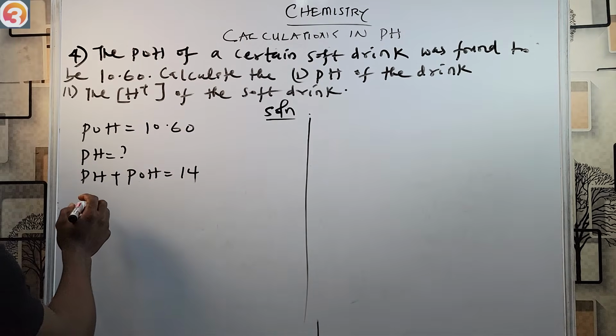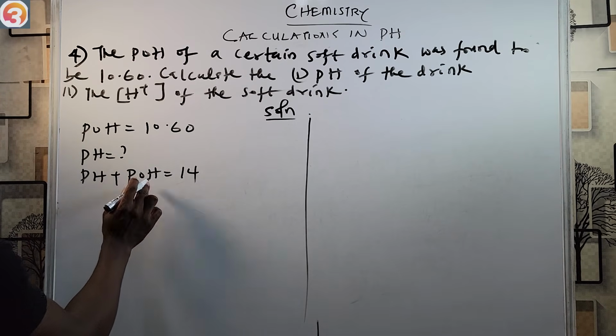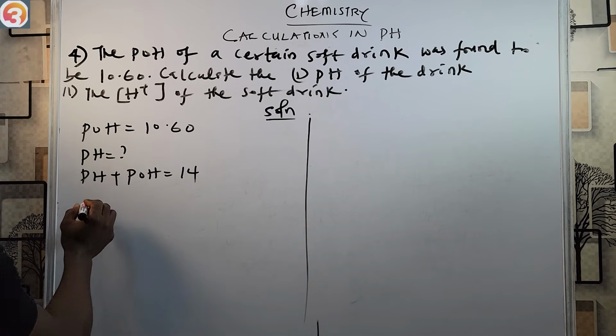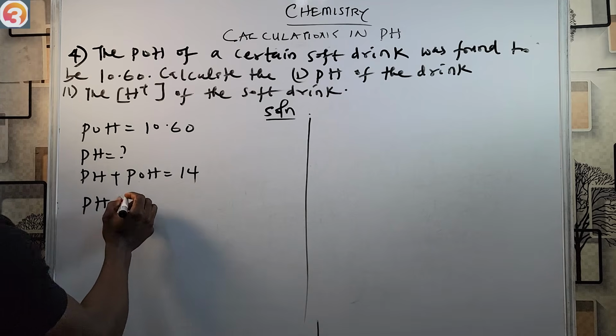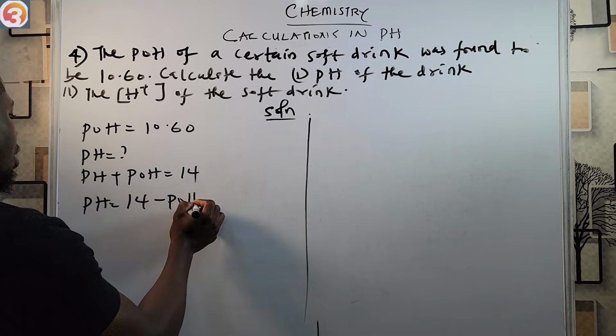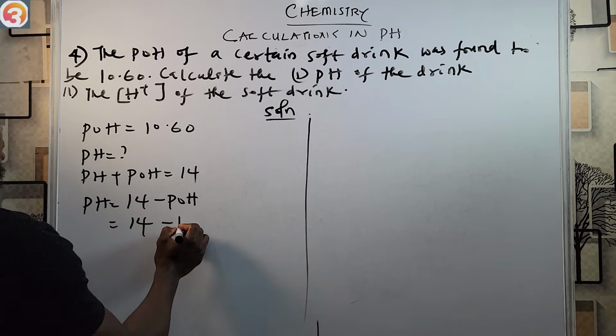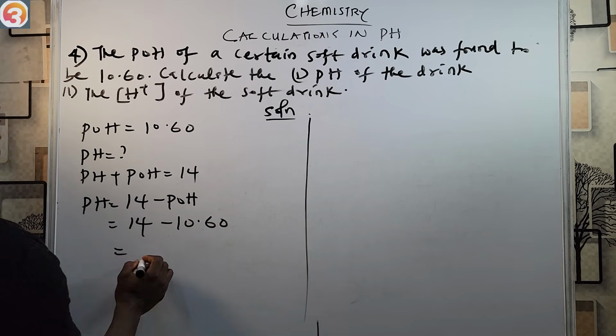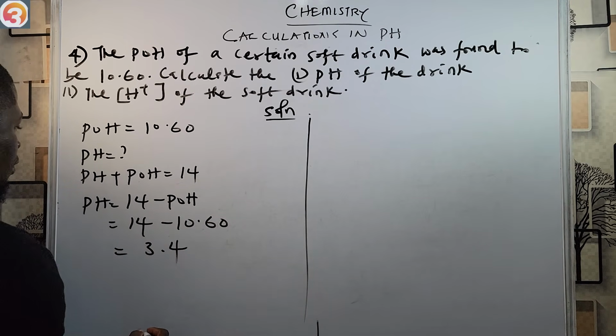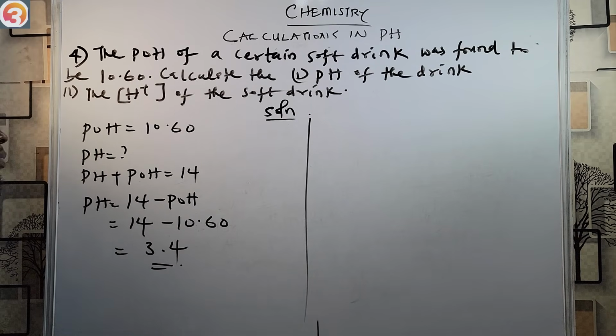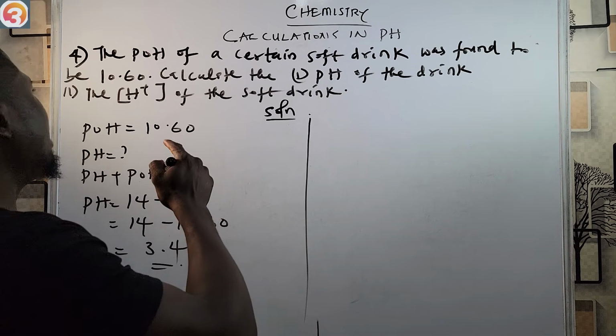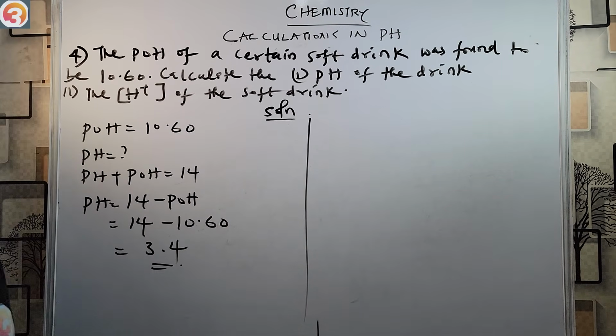Excuse me. So then, if you know pOH, we just apply our formula there. So pH now, because of what? 14 minus pOH. So that will give us 14 minus 10.60, and that will give us 3.4. All right. So that will be our pH. Simple as ABC. Now, the other part, they say look for the hydrogen ion concentration of the soft drink.